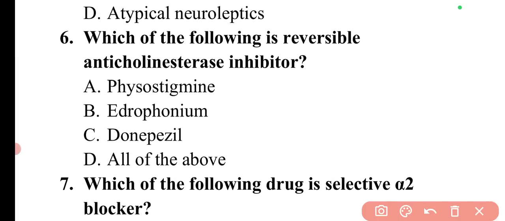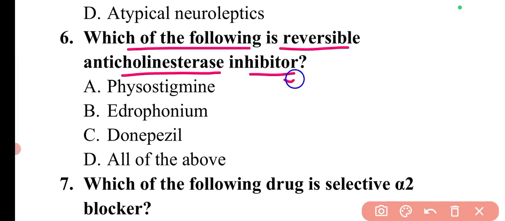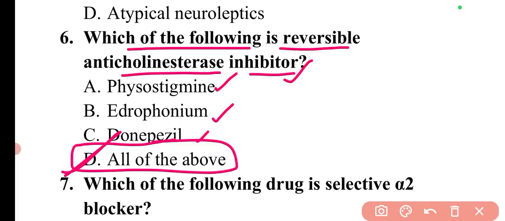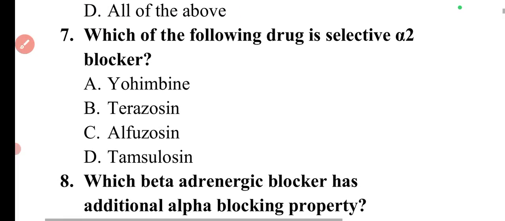Moving to another question. The question is, which of the following is a reversible anticholinesterase inhibitor? The reversible anticholinesterase inhibitors include physostigmine, edrophonium, and donepezil. All these drugs are reversible anticholinesterase inhibitors. So here option D, all of the above, will be the correct answer. Then moving to the next question.